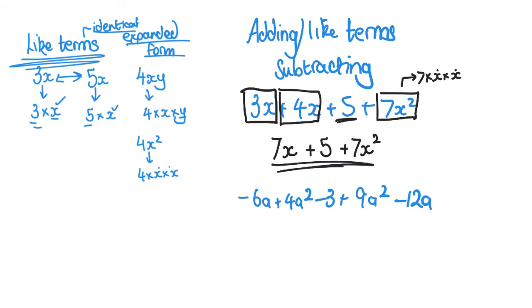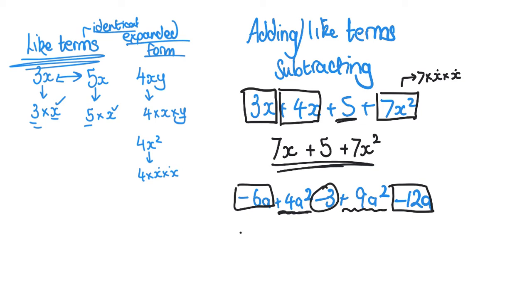So here's another example. Let's first look for our like terms. We've got a minus 6a, which has got 1a. Anything else with 1a here? Yeah, minus 12a. Fun. And let's look here. We've got a plus 4a squared. Ooh, this one here has a squared. And the little constant term by itself.